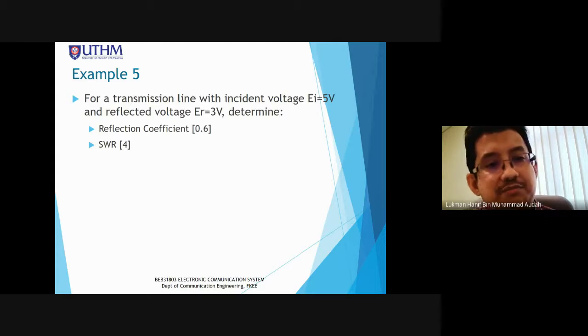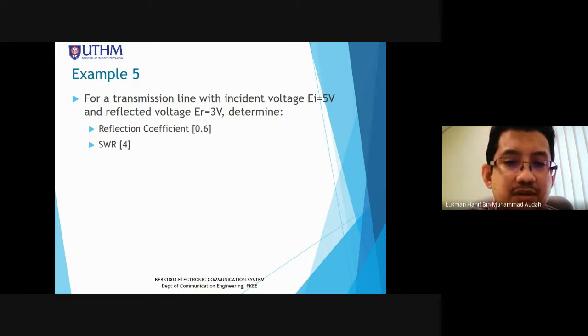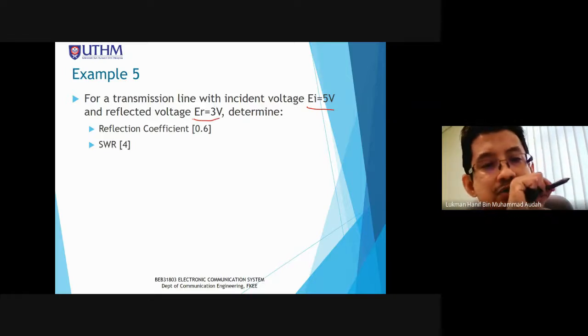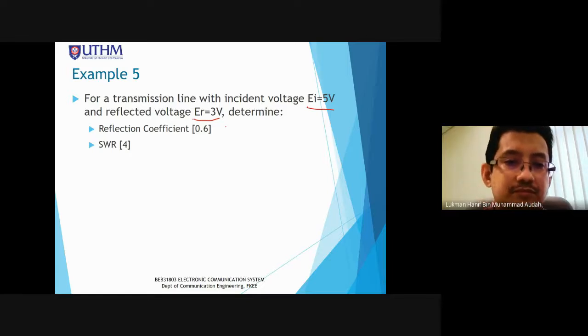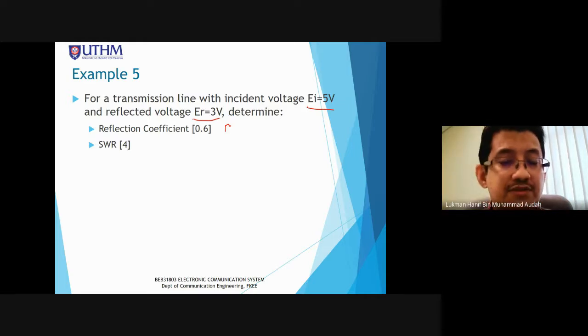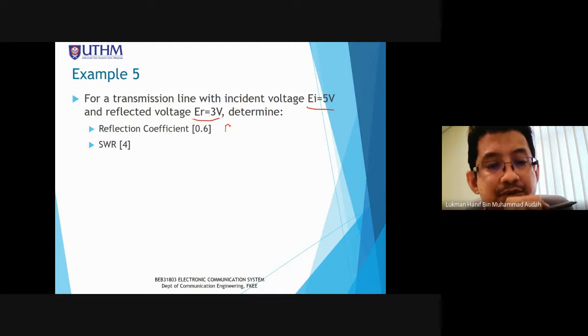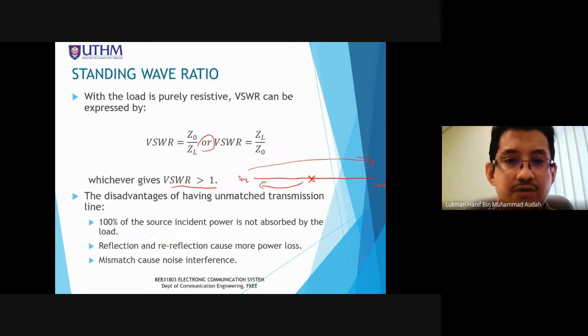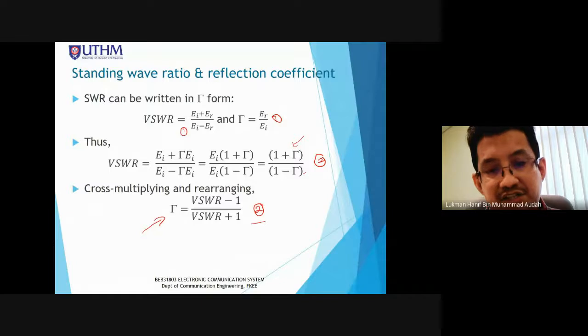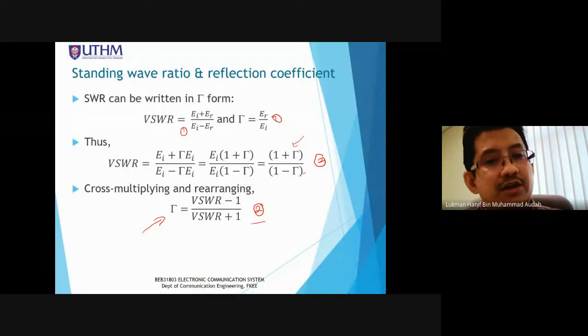Example. Okay, example. For a transmission line with incident voltage EI equal to 5 volt, and reflected voltage equal to 3 volt, find the reflection coefficient and also the VSWR. Okay, SWR ataupun VSWR. Samalah. Okay, so reflection coefficient we can find based on these equations. ER over EI. Reflected voltage divide with the incident voltage.